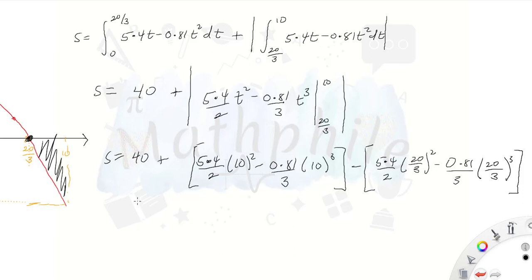So this should be negative 40. So s is equal to 40 plus negative 40. But don't forget that we are taking the absolute value of this. So s is equal to 80 meters.